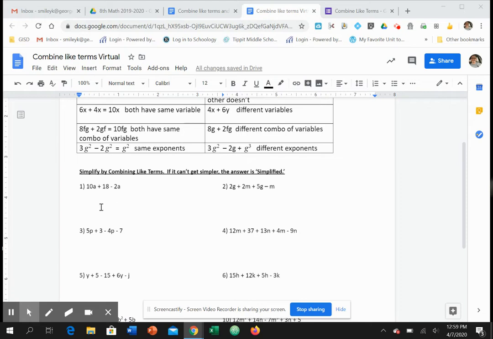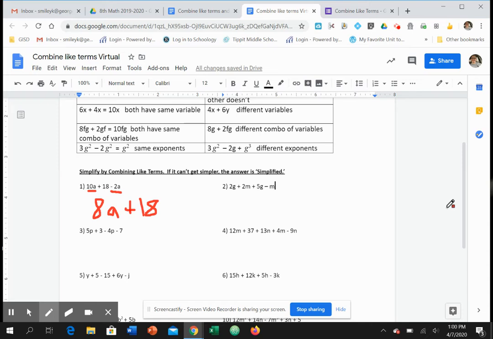So let's look at these examples. So if I have 10a, when we were in class, I had you underline the like variables, the ones that look the same. Remember, the sign in front of the 2a goes with the 2a. So 10a minus 2a, and you would get 8a. And then bring down your plus 18, because you can't do anything with the 18. The 18 does not have an a. You can't add it with anything else.